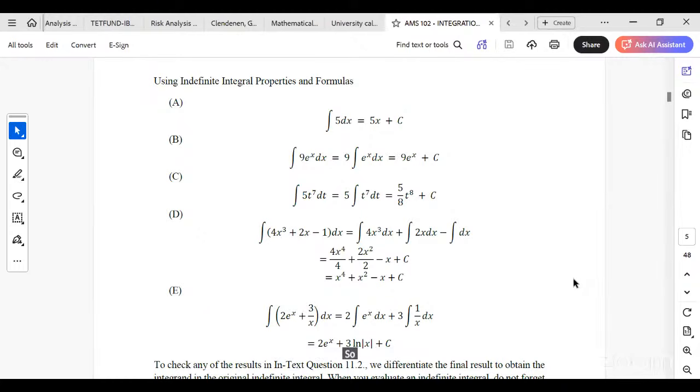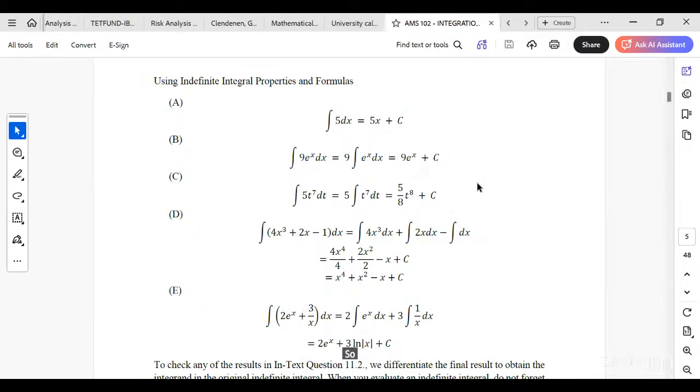The same applies to 9 exponential x. You all know from the result displayed here that if you integrate exponential x, we will end up getting exponential x. So for 9 exponential x, if you are integrating, you can bring out the 9 or factorize. So you have 9 times the integral of exponential x with respect to x. The integral of exponential x gives you exponential x. Of course, multiplied by 9 that gives you 9 exponential x plus the arbitrary constant C.